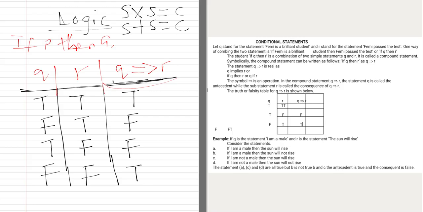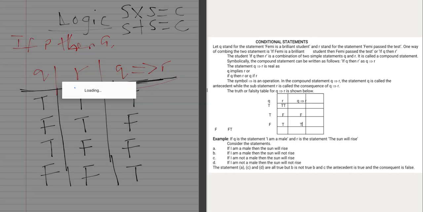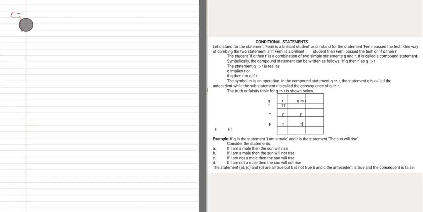The statement Q is called antecedent. So in this case now, your Q is called what? Your Q is called antecedent. So you should write all this note that you are seeing in this image. You should write the note. Q is the antecedent, and then R is the consequence. R is what? R is the consequence.